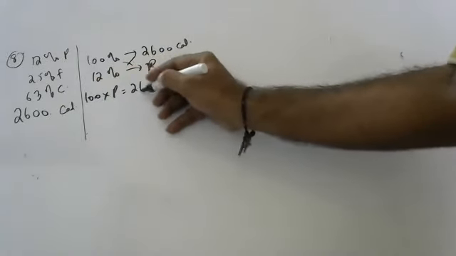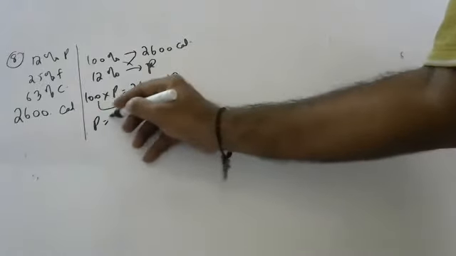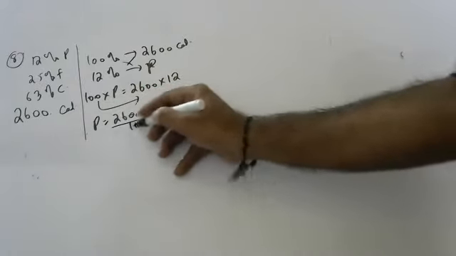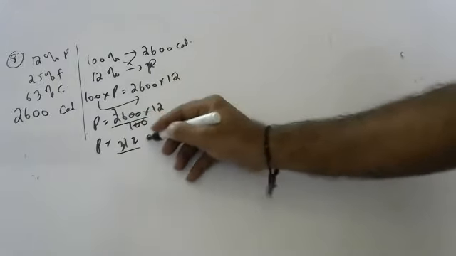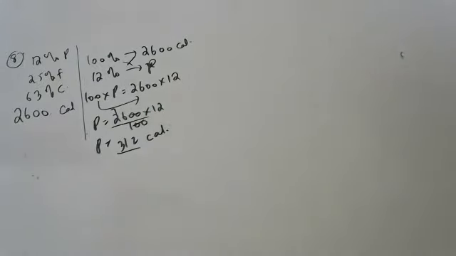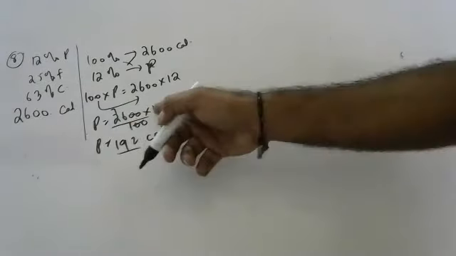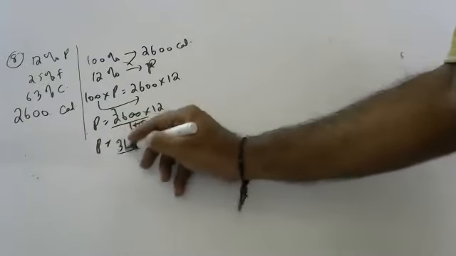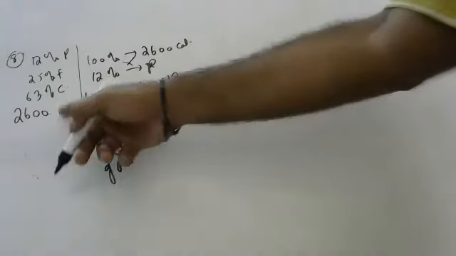100 into P is equal to 2600 into 12. P is equal to 2600 into 12 by 100, so 312. Yes, sir, 312 calories. 3 twelves are 36, 312 only. So 312 calories of protein she is getting from her food.